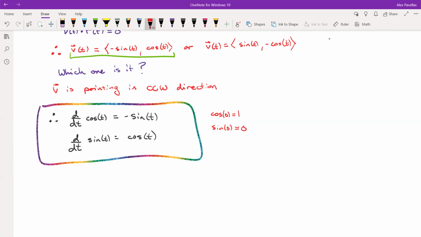I hope you enjoyed this cool little derivation of the derivative of cosine and sine. It's quite a bit different than some of the derivations of derivatives that you may have seen before. So yeah, it's nice to do geometry stuff, I think.